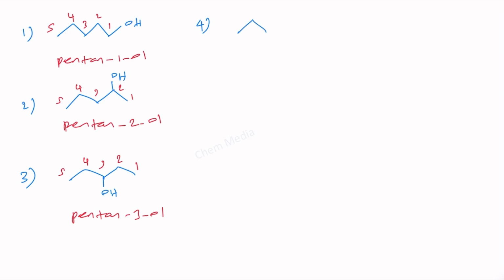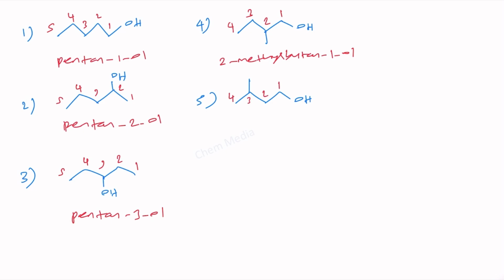1, 2, 3, 4, and then the alcohol, and then the methyl group. 1, 2, 3, 4. This is 2-methyl butane 1-ol. Then number 5, we can also write 3-methyl butane 1-ol. So this is 3-methyl butane 1-ol. And then we can also write 2-methyl butane 2-ol.